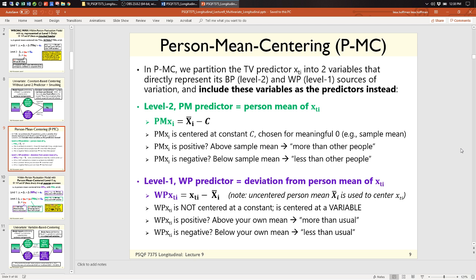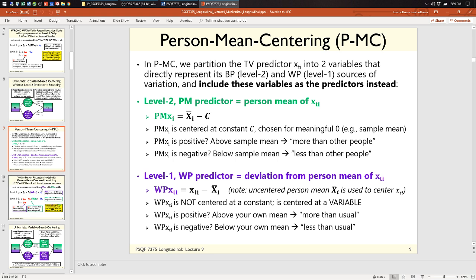So a high value on within person X means more X than usual relative to whatever your usual is. What your usual is up here in level 2. Person mean across time, centered such that 0 is a meaningful value. So if you picked the grand mean of that predictor, for instance, a positive value of person mean X would mean that you have more of X on average than other people.